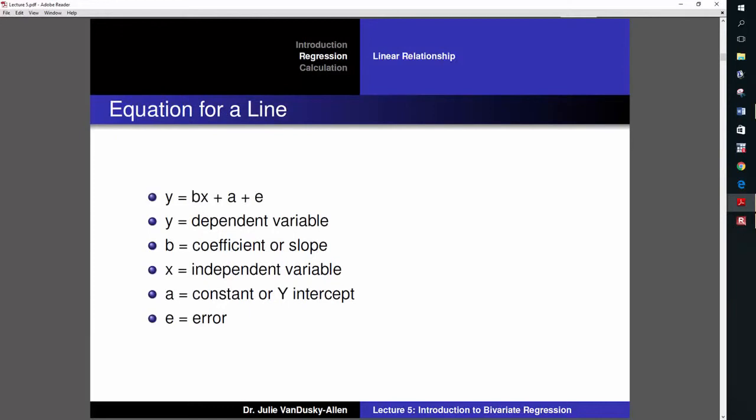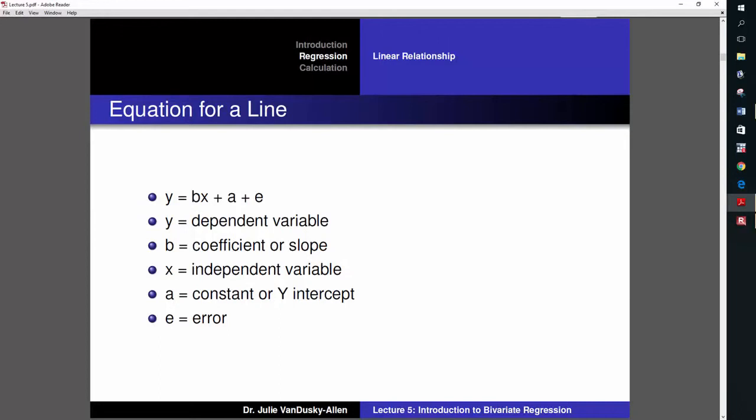If you remember from your algebra classes, the equation for a line is y equals the slope times x plus the y-intercept. Remember, the slope tells you the steepness of the line, or in other words, it tells you by how much y changes when x changes. The y-intercept tells you the value of y when x equals 0, and the line passes through the y-axis.